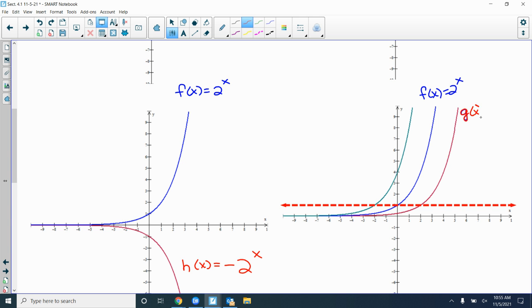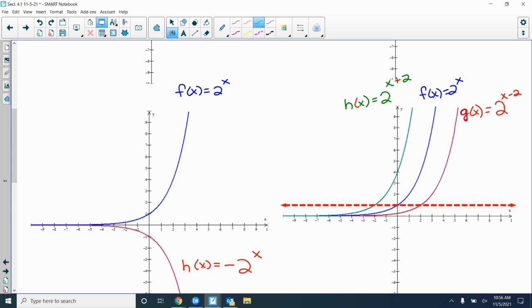Watch where you put that. If we shift it to the right, we actually subtract 2. Now, where do I put that minus 2? With the x, so it will be part of the power. So it will be 2 to the x minus 2. The green one, I'll call that h of x. That will be 2 to the x plus 2 because it's been shifted left.